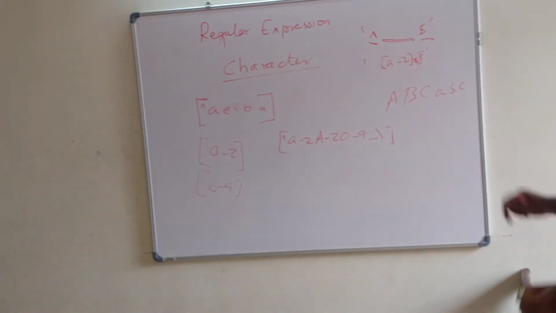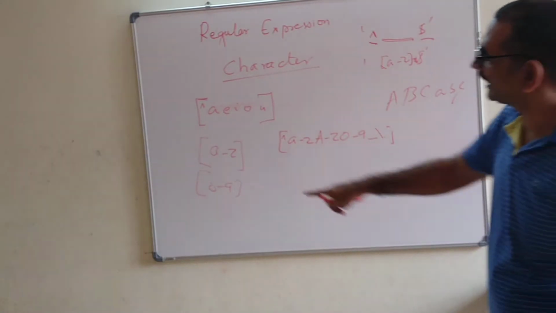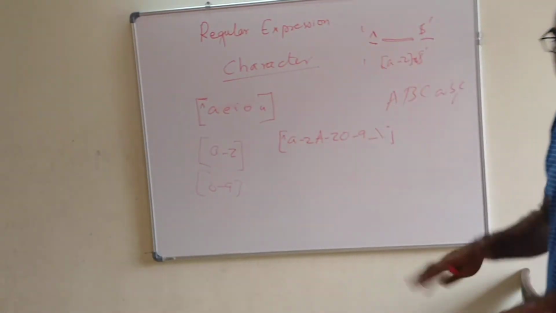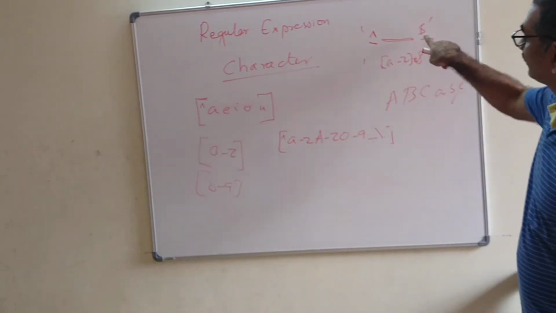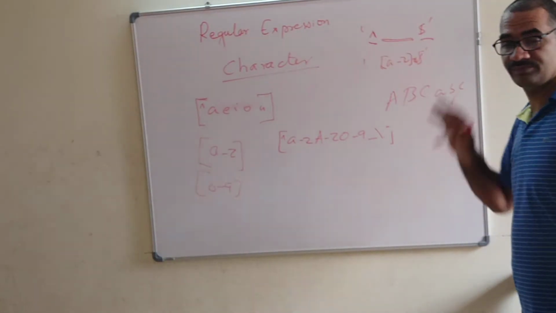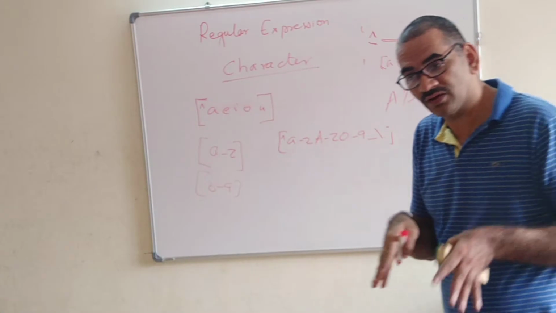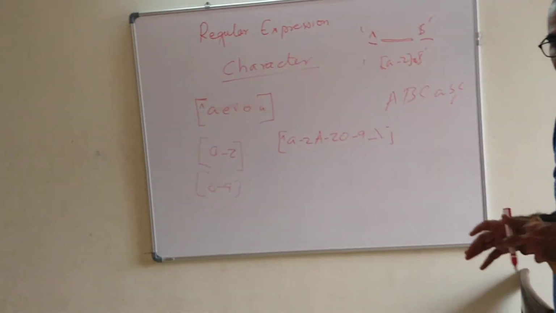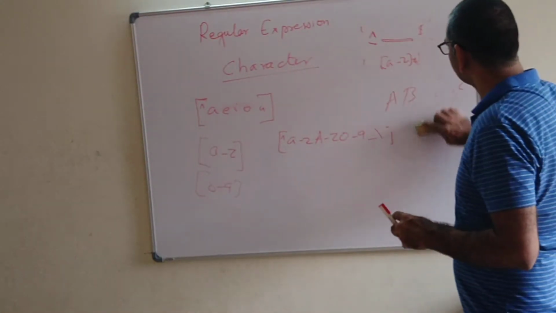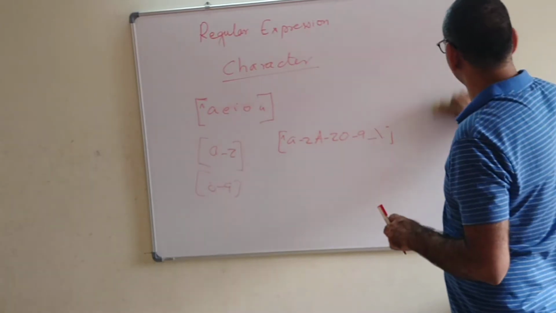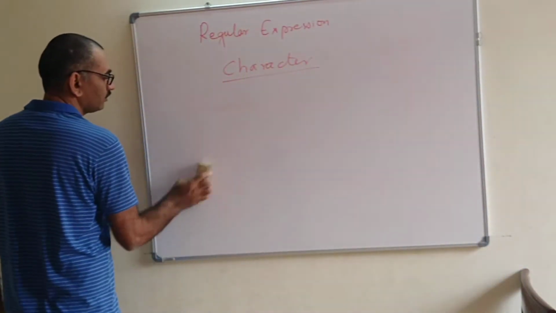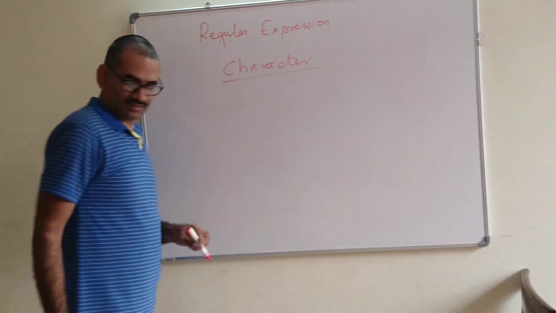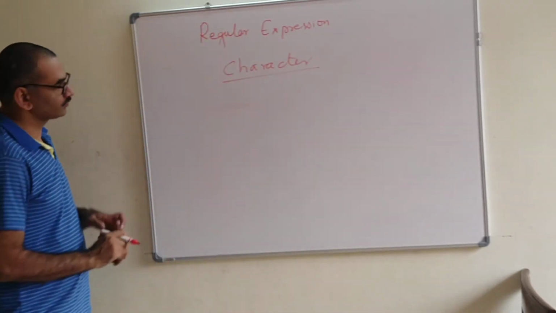Got it? So we understood that a caret inside the square bracket means not. At the same time, caret and dollar outside the square brackets mean the beginning of the string and the end of the string. So we understood this. Forward slash. Now for very important stuff. Now there is a meaning of dot.